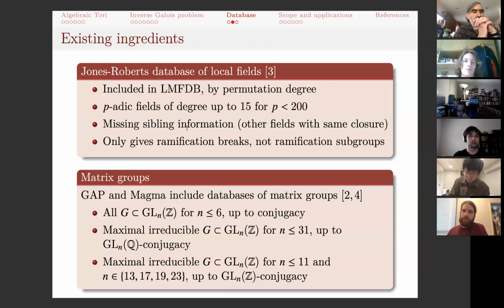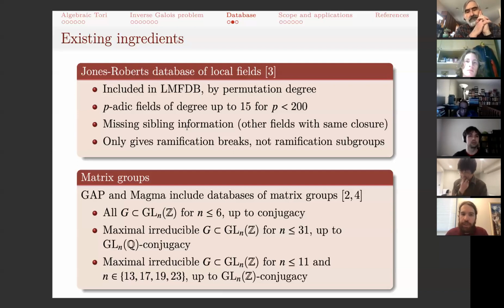What about the subgroup side? So on the subgroup side, the answer is pretty good. There's existing work that gives us all subgroups of GL_n(Z) up to conjugacy for n up to 6. So that's further than we can push the field theory side. So I haven't been really working on this part of the project much.